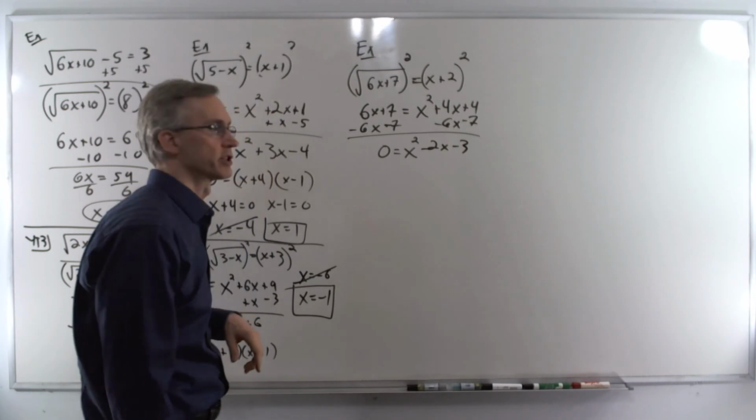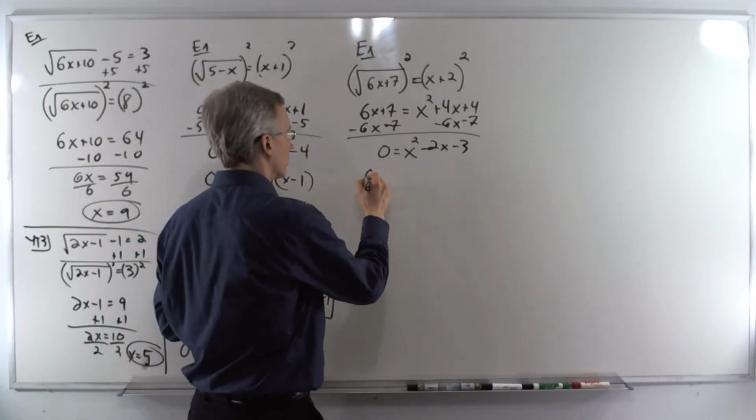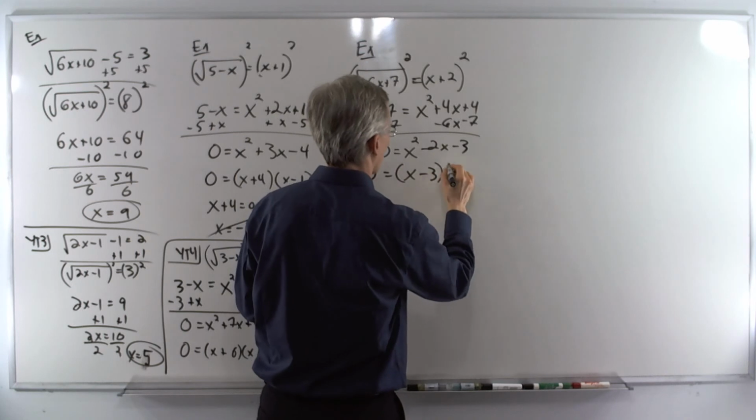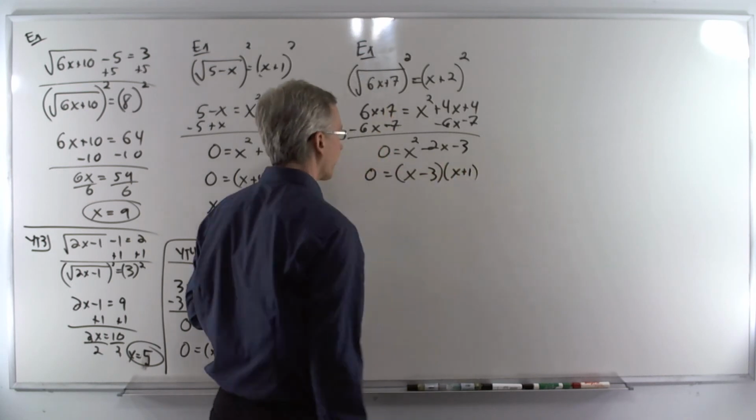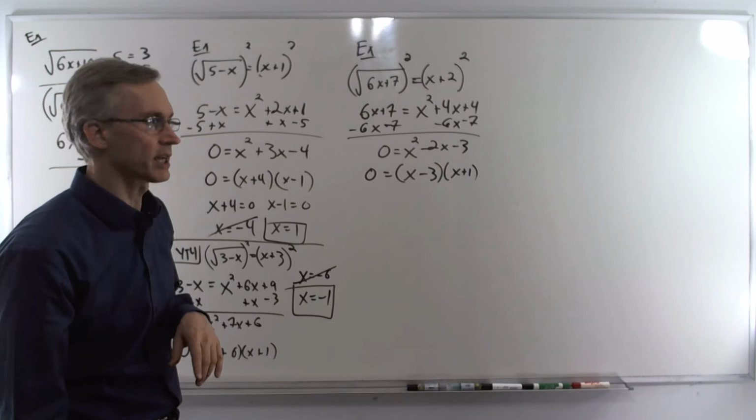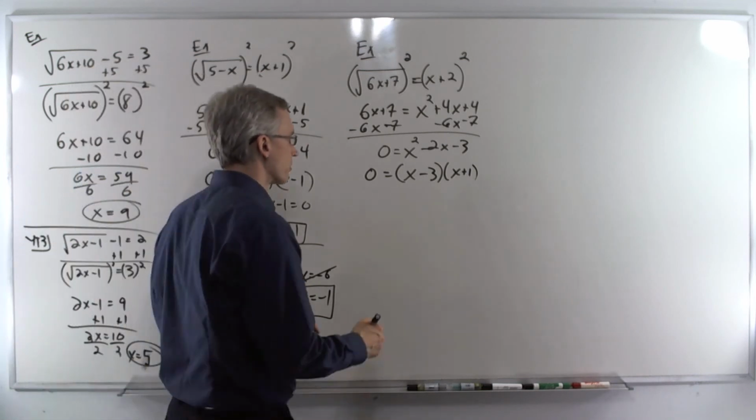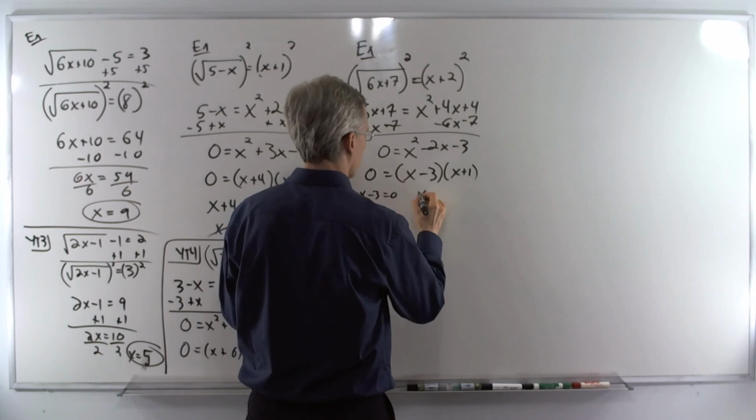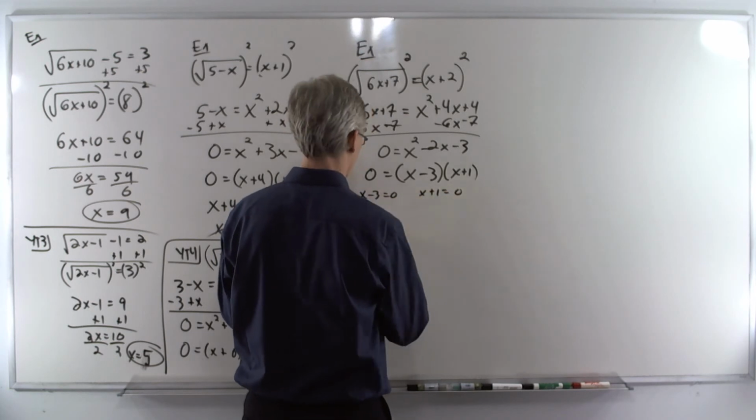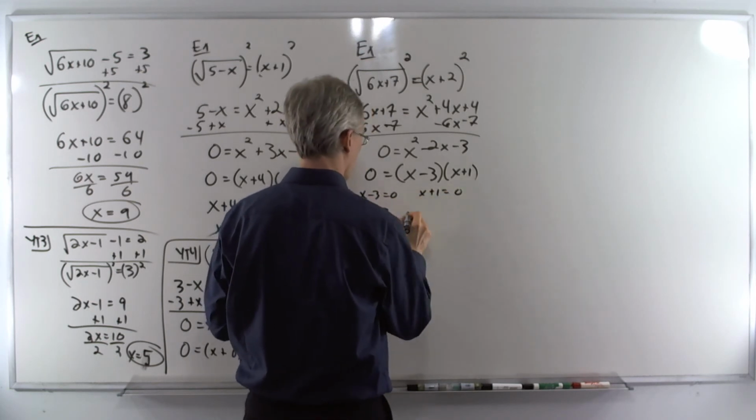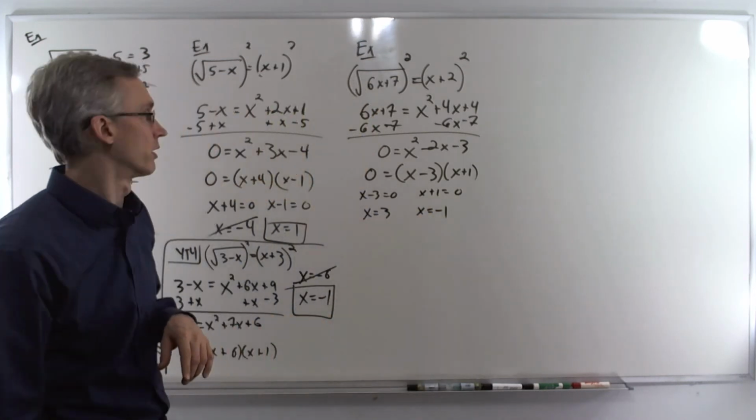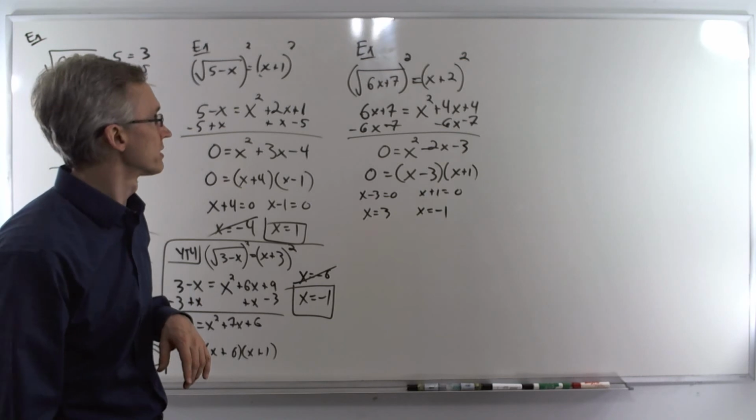So we get x squared minus 2x minus 3. Factoring, we get x minus 3 times x plus 1. Setting both of these equal to 0, we get x equals 3 and x equals -1. Now let's try these out.